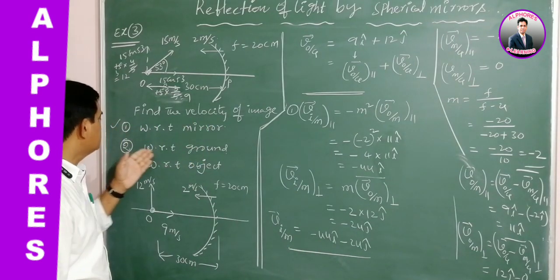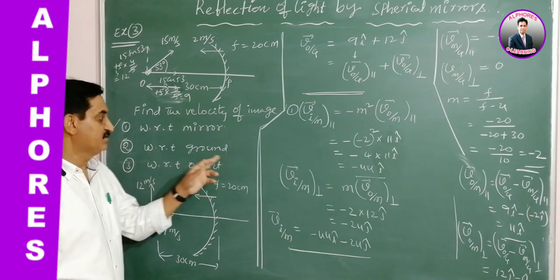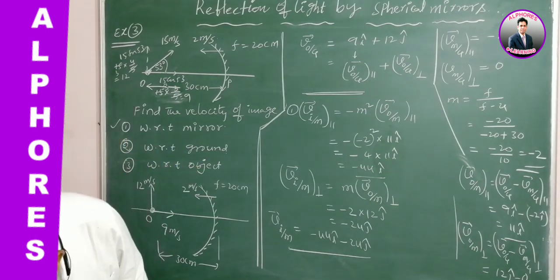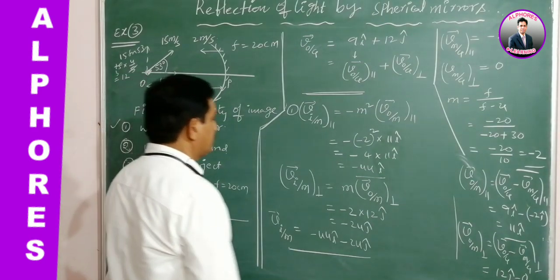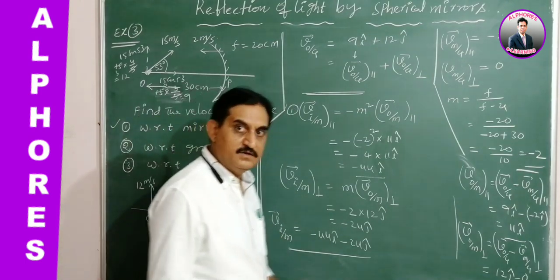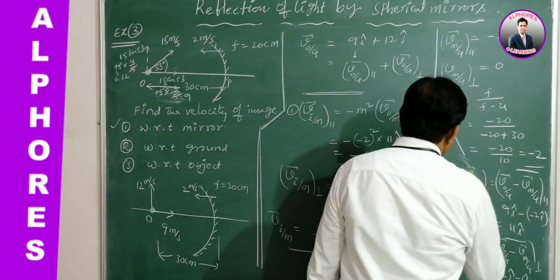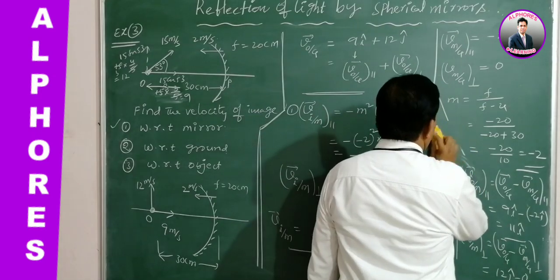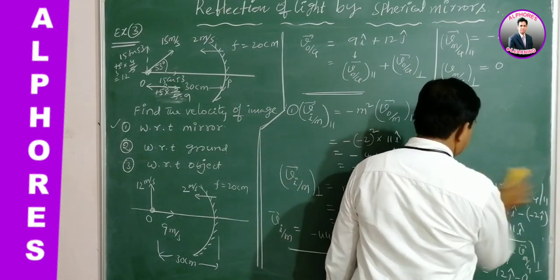Let us move on to the second question, with respect to ground. It is very easy to find with respect to ground, because once this is obtained, then using this formula we can find it very easily. See, I remove this.